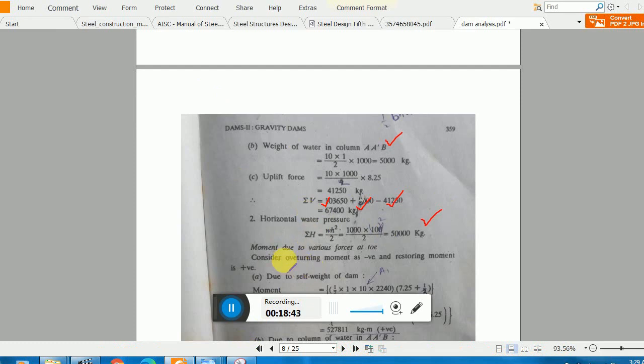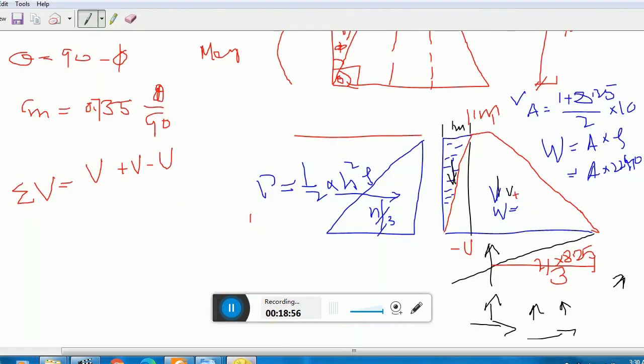So let's finish the moment and then we stop this video. So how can we determine the moments right now? Clear? This is a very important step. How can we determine these moments?